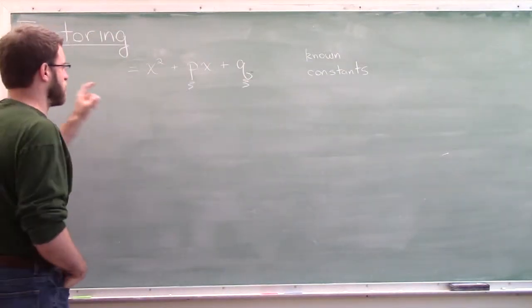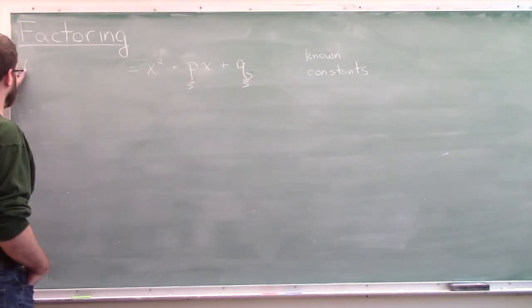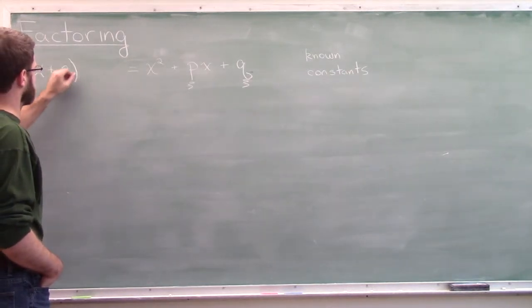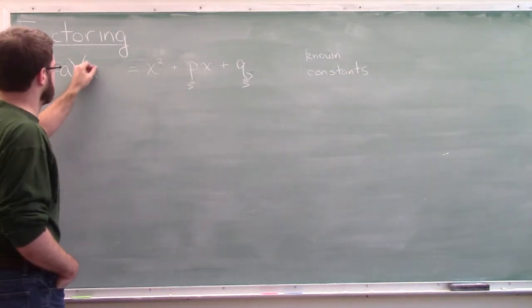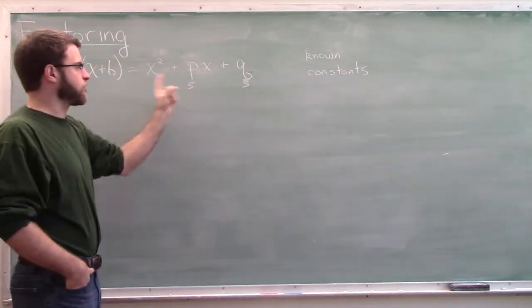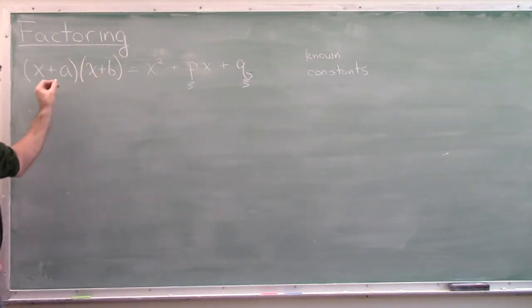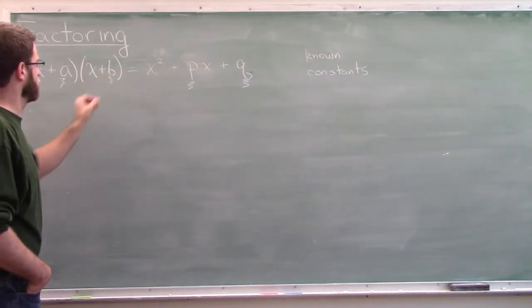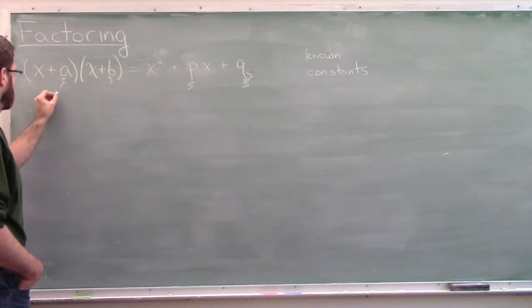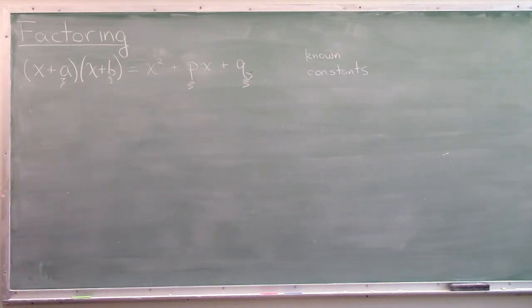We want to know what is needed in order for this to be equal to a factored version, which has the structure x plus a times x plus b. The p and the q are the coefficients in the canonical form of this quadratic, and the a and the b are going to be the factors, or rather, the negatives of the roots of the polynomial. So these are the numbers that appear in the factors.